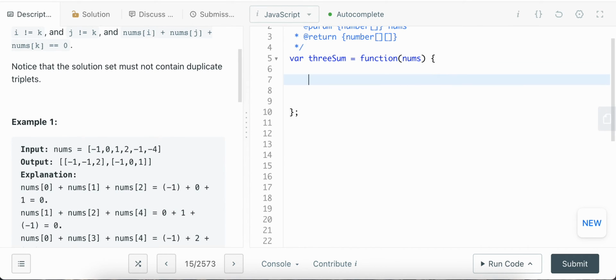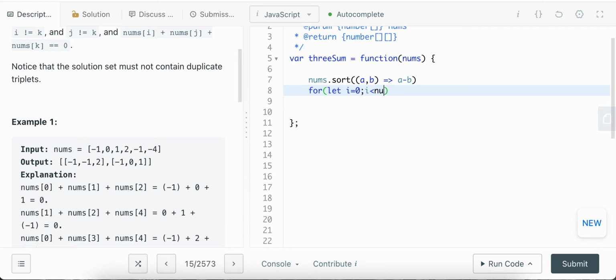So what is the first thing that we want to do? We want to sort nums, using nums.sort, and then we want to sort it in the increasing order. Okay, a minus b, and then what do I want to do? For let, we want to loop through it, correct?